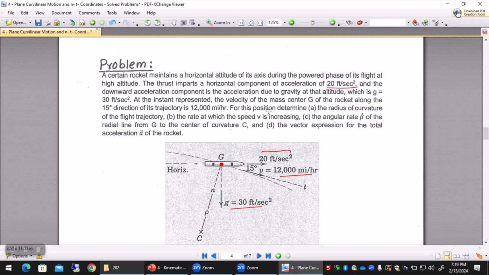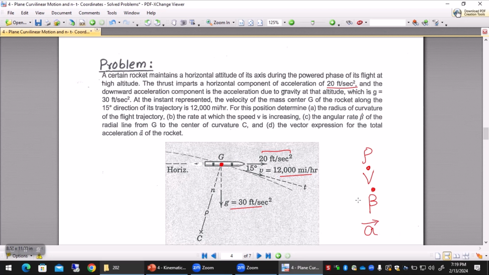And for this position, you have to determine, first, the radius of curvature of the flight trajectory, rho. Second, the rate at which v is increasing, so v dot. Third, the angular rate beta dot of the radial line. And then finally the vector expression for the total acceleration, so a vector, right?